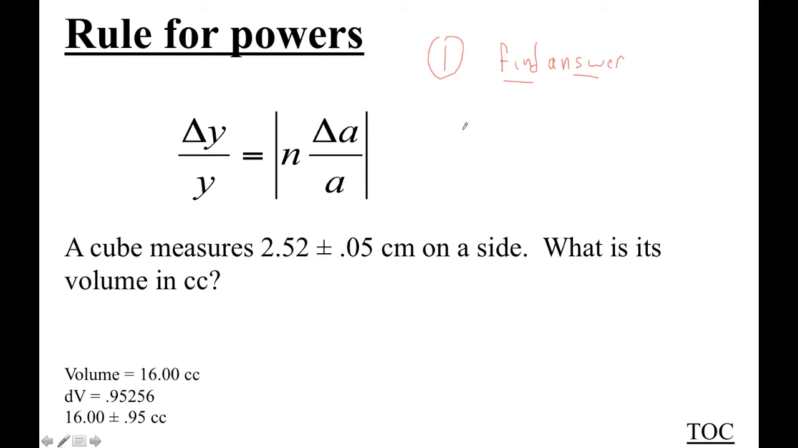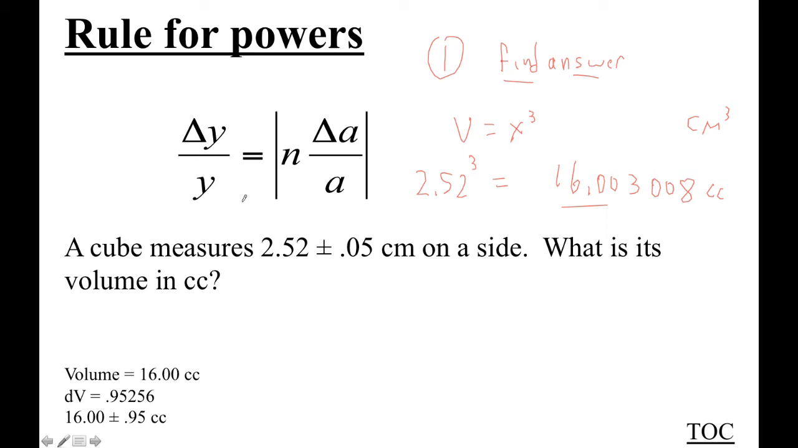I think our formula is that the volume is the length of the side to the third power, right? It's the cube of it, right? So 2.52 raised to the third is 16.003008. That's kind of a cool number. And that's cubic centimeters, right? Centimeters to the third. Okay, so there's our answer.